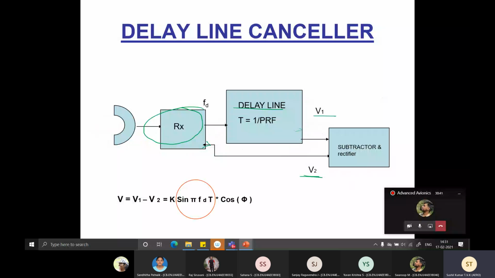And T is the PRI, 1 by PRF. Because this is delay in time, no? So you have to be careful about the units.